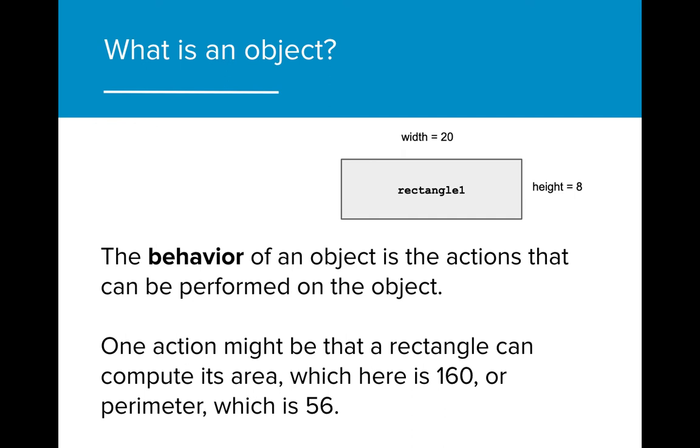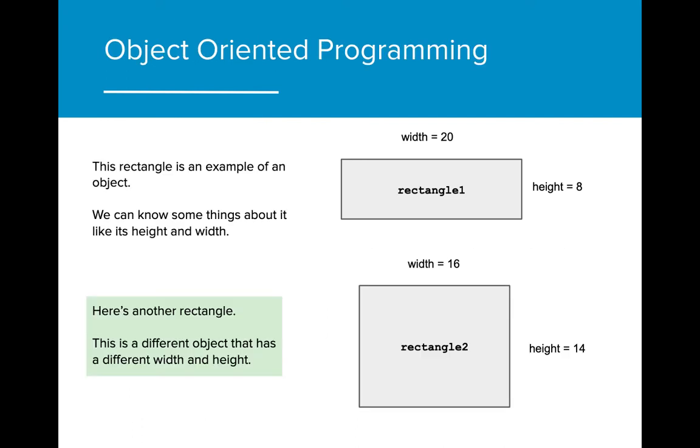Often, the behaviors that can be performed on an object relate directly to the state of the object. In this case, actions such as determining the area or the perimeter of the rectangle rely on the existence of a width and a height. Here we have another rectangle created with the same predefined information. This is a separate rectangle, but also contains information about its width and height, and also has a behavior that allows us to determine the area and perimeter of the rectangle. If both are rectangle objects, they should have many of the same behaviors and the same types of state, but not necessarily the same state values.